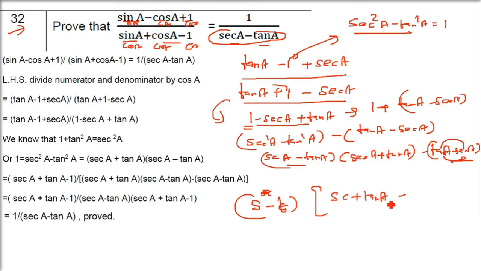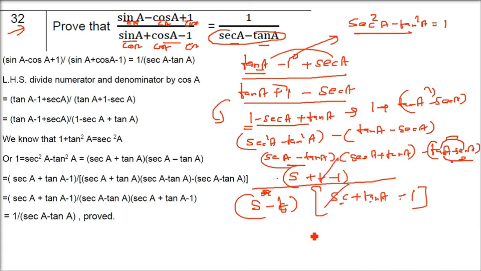Now sec A minus tan A we have taken common. So you have sec A plus tan A minus 1. I hope you got this idea. And this is the denominator only. But what about the numerator? Numerator is already sec A plus tan A minus 1. So this gets cancelled, and you have 1 by sec A minus tan A. So this is what you have to do here.